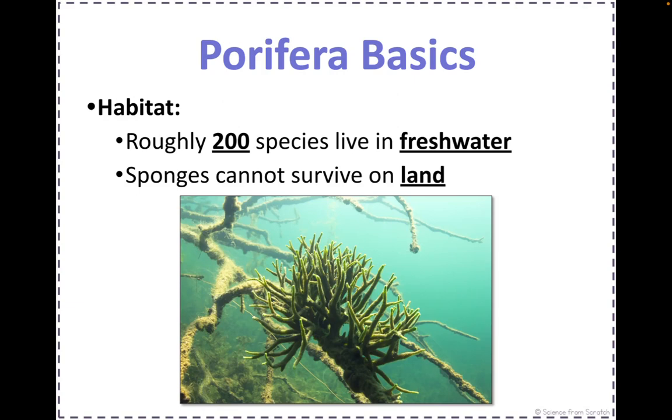Continuing with their habitat, there are roughly 200 species that live in freshwater, and sponges cannot survive on land. There are 31 species currently identified in North America. The freshwater sponge featured on this slide is a Spongilla lacustris. Lacustris is a Latin word that just means lakes. So this one is found in North America.